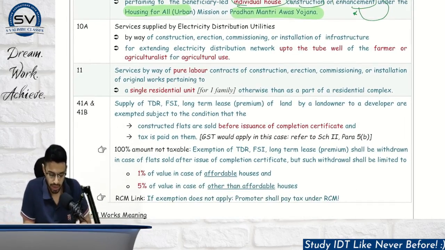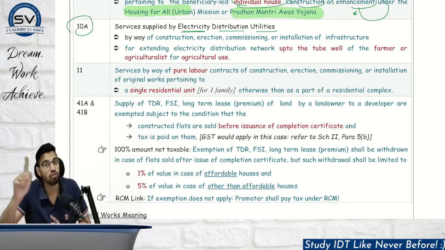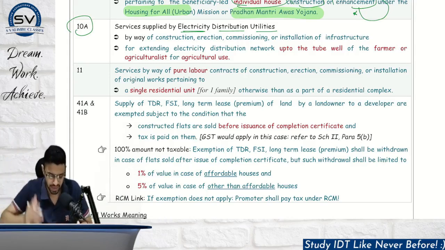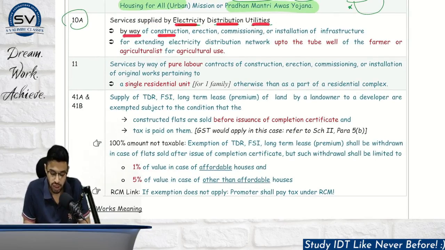schemes. Next, 10A, services by electricity distribution utilities. Electricity distribution utility company, for example, let's say Adani Power. What are they providing? They are providing the service of infrastructure with respect to electricity to farmers, and the end goal and the end beneficiary are the farmers, so that they can get adequate irrigation and basically the electricity related facilities. Let's see. Services supplied by electricity distribution utilities by way of construction, erection, commissioning or installation of infrastructure.